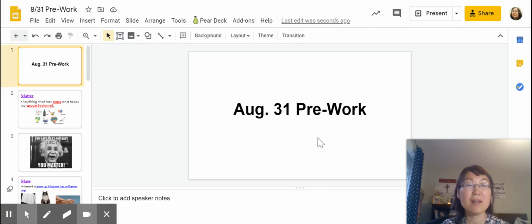We are going to learn how to measure the mass and volume of solid, liquid, and gas. And then I'm going to introduce you to a concept called density.